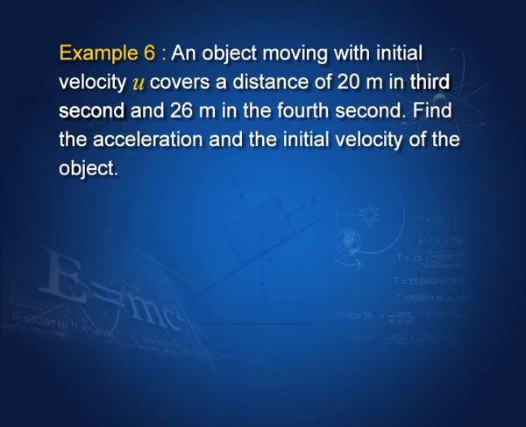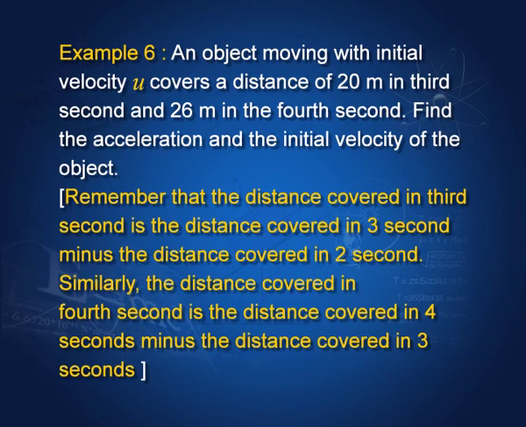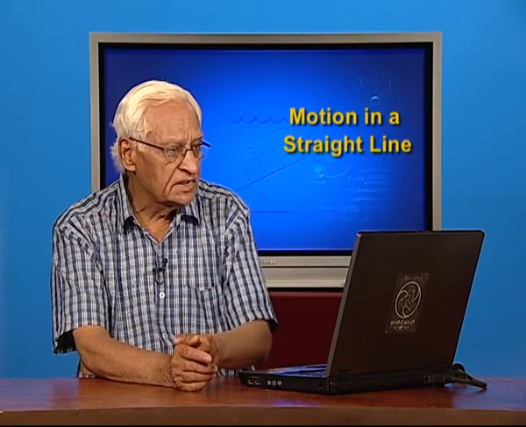Another example: an object moving with initial velocity u covers a distance of 20 meters in the third second, not in 3 seconds. Please note, in the third second, and 26 meters in the fourth second. Find the acceleration and the initial velocity of the object. Once again, let me remind you that the distance covered in the third second is the distance covered in 3 seconds minus the distance covered in 2 seconds. Similarly, the distance covered in the fourth second is the distance covered in 4 seconds minus the distance covered in 3 seconds. So, we write the appropriate equations.